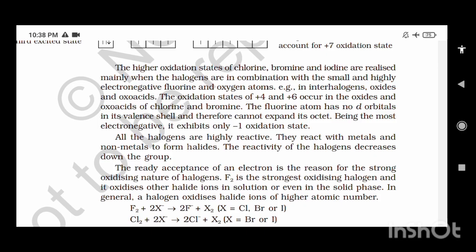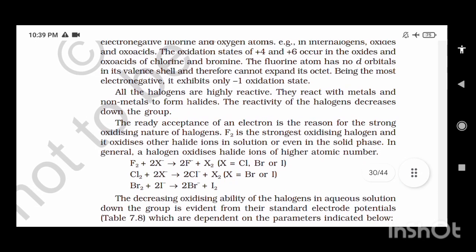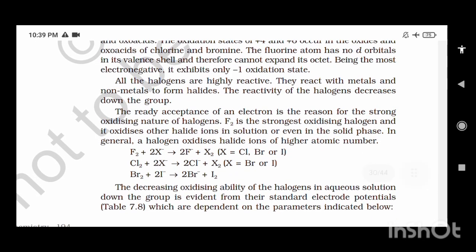All the halogens are highly reactive. They react with metals and non-metals to form the halides. The reactivity of the halogens decreases down the group. The ready acceptance of an electron is the reason for the strong oxidizing nature of the halogens.